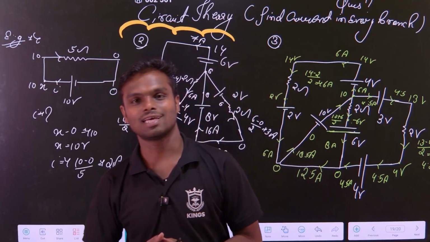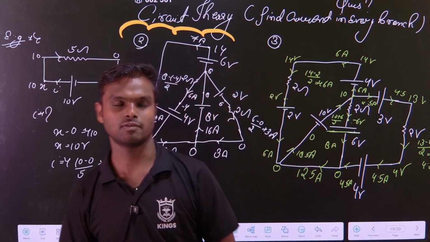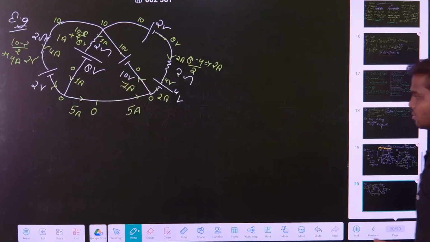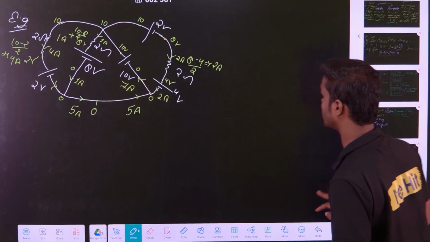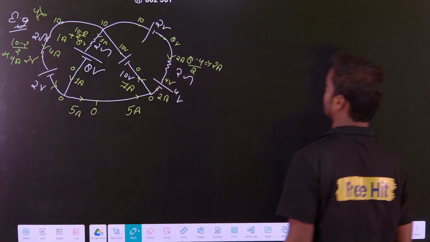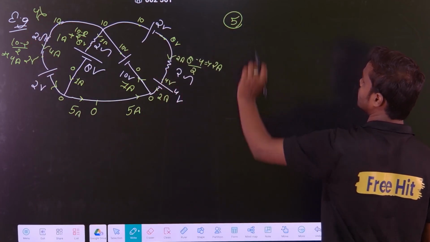So hello everyone, in the last session we were seeing circuit theory, so let us start with that. We have solved some examples, so let us proceed. This is example number 4, I guess. Now let us take one more example, example number 5.